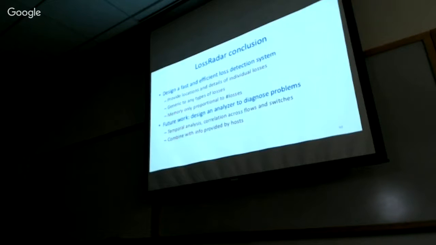The conclusion of LossRadar is that we designed a fast and efficient loss detection system. We can provide the location and details of each individual loss, and it is generic to any type of loss. And the memory usage is only proportional to the number of losses. We're also working on designing an analyzer to diagnose the loss problems. We have many directions: we can do temporal analysis, and we can also correlate across flows and across switches.